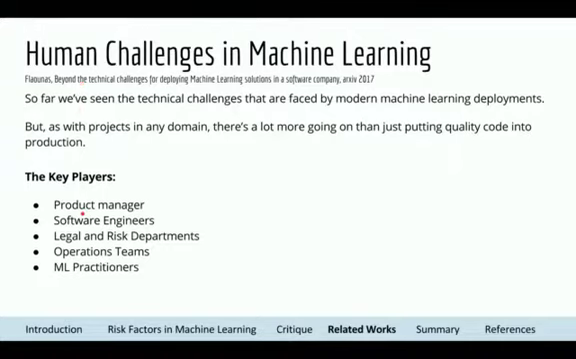So the key players include the product manager, who wants to embed some kind of smart experience for the users or drive the decisions on what should be built next. You have the software engineers who want to build or utilize ML software tools that can be well outside of their comfort zone. You have the legal and risk departments, which may influence design choices and data access. You have the operations teams, which are requested to maintain ML systems over time. And then finally, you have the ML practitioners. These guys should be able to communicate with all these above stakeholders to successfully build a reliable system.